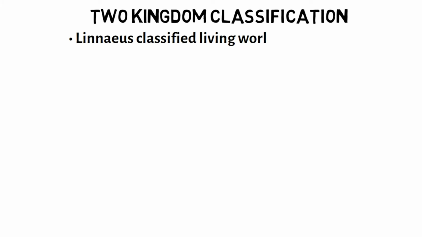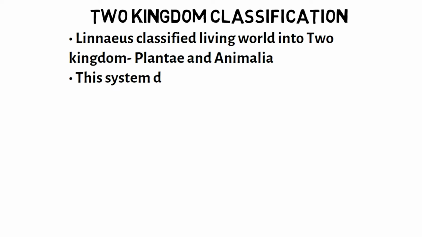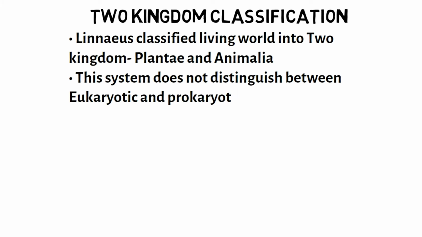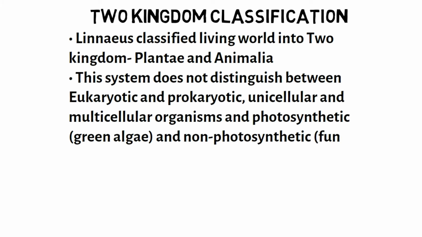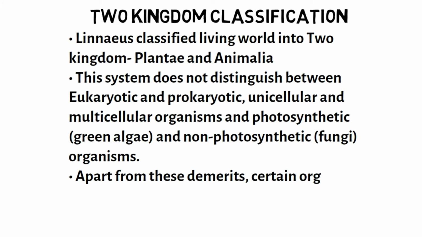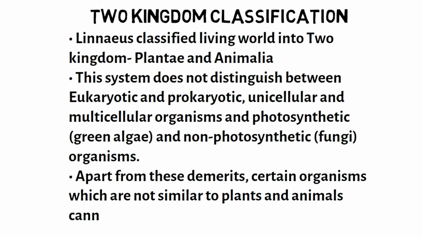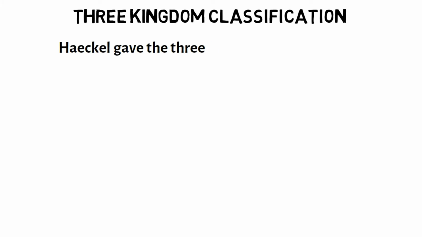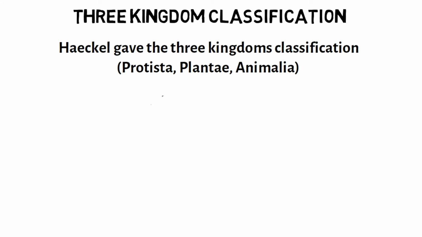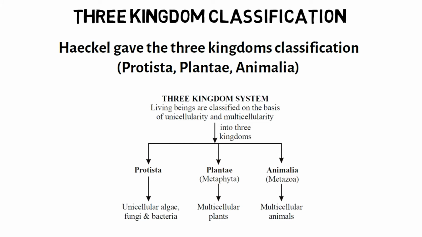2 kingdom classification. Linnaeus classified the living world into 2 kingdoms, Plantae and Animalia. This system does not distinguish between eukaryotic and prokaryotic, unicellular and multicellular organisms, and photosynthetic green algae and non-photosynthetic fungi. Apart from these demerits, certain organisms, which are not similar to plants and animals, cannot be kept into these two kingdoms. Three-kingdom classification: Haeckel gave the three kingdoms classification: Protista, Plantae, Animalia.